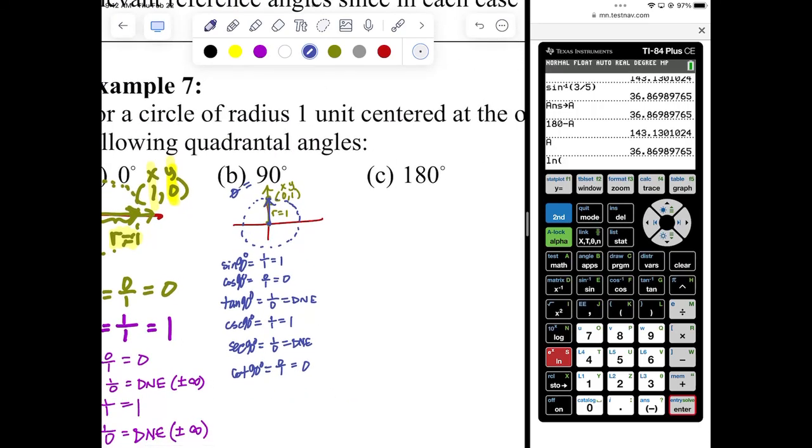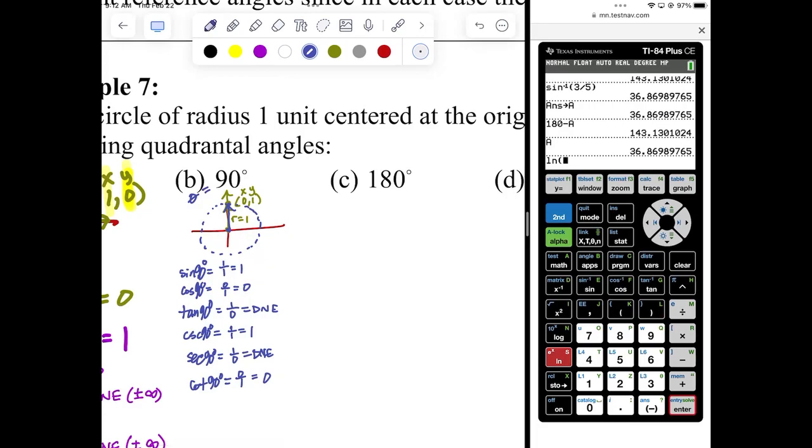All right. Now, let's look at 180. 180 degrees. That's going to be straight over here. What's a good point to choose on the terminal array for 180? -1, 0. So there's your x, there's your y. And what would the radius of rotation be if I go out to -1? 1. The radius would still be 1, right?